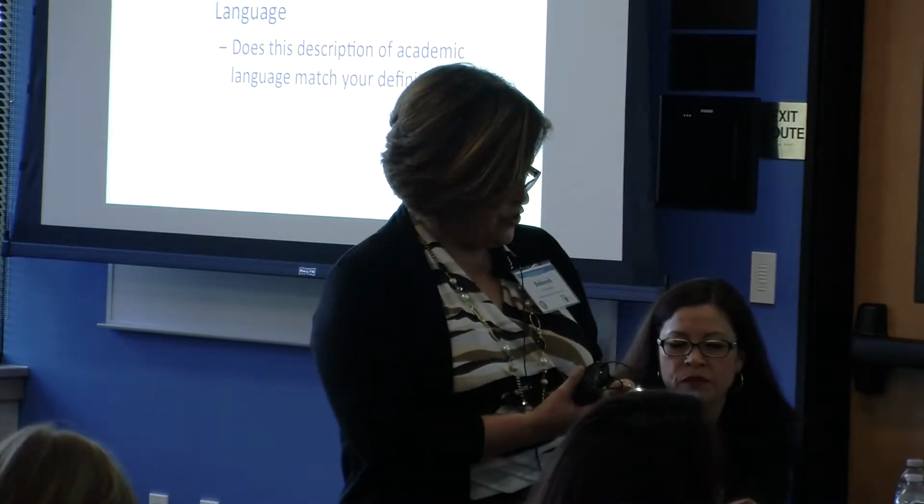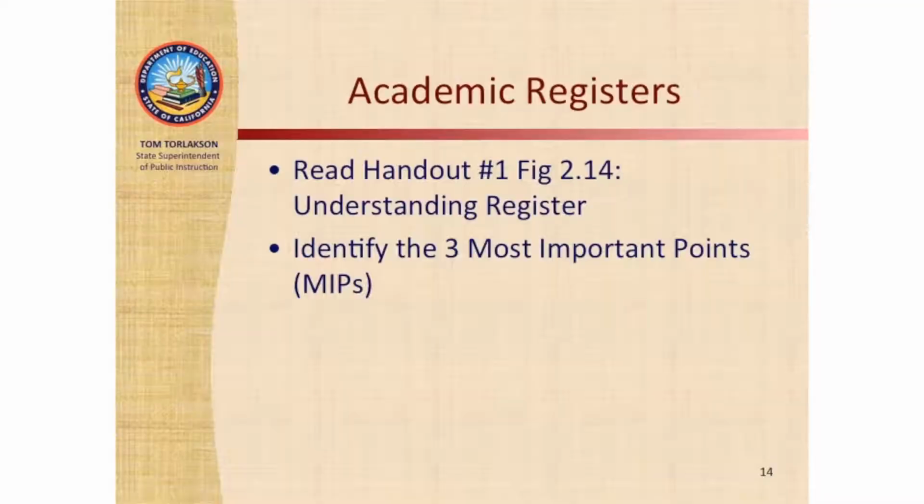So I'm going to take you to the next. In your handout, 2.14. What I'd like you to do is, as you read very quickly, this is the description of what register is. Identify 2 or 3 critical points. 2 or 3 critical points. And you're going to share those critical points with somebody else.